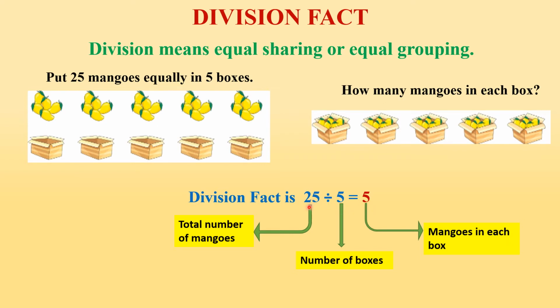25 is the total number of mangoes. 5 here is the number of boxes and the answer is 5 mangoes in each box.